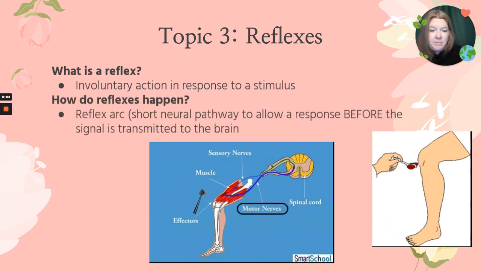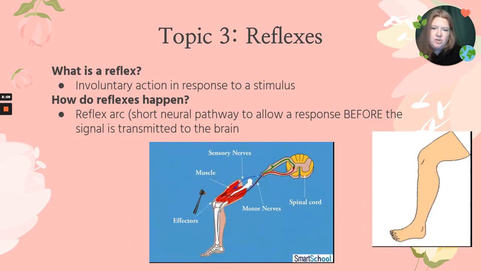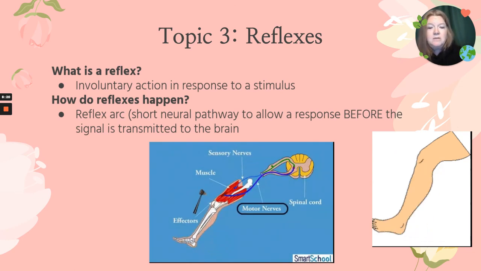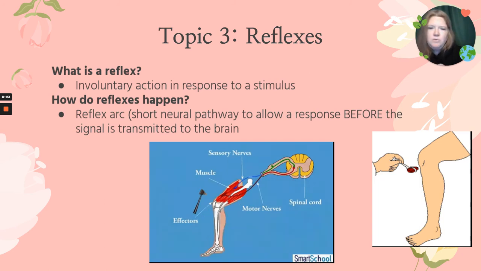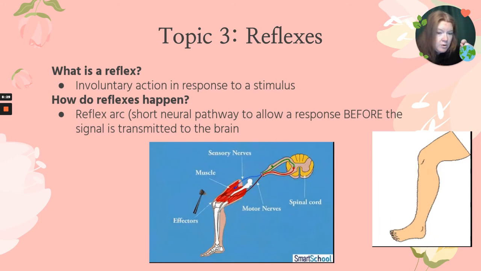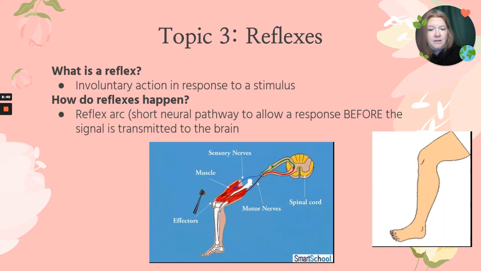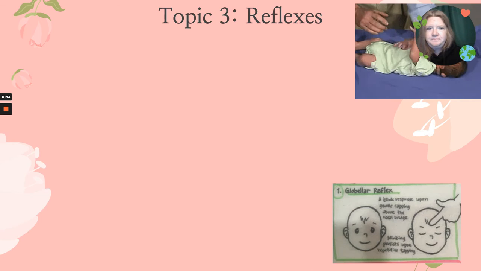And how do reflexes happen? There's a reflex arc. It is a short pathway that allows a response before the signal is transmitted to the brain. Now, the signal does still go to the brain because you felt the hammer hit your knee. You felt touching the hot stove. But the signal does not have to go to the brain before you respond. Okay, so it goes from the sensory neuron to the spinal cord to an interneuron, back out on a motor neuron right away. But the signal is still going to the brain. And this one that you see the GIF for is the patellar reflex or the knee jerk reflex.